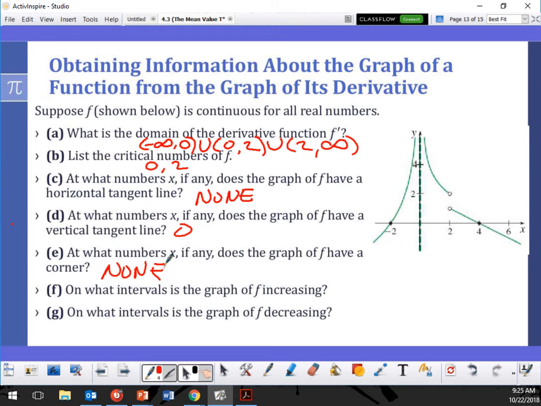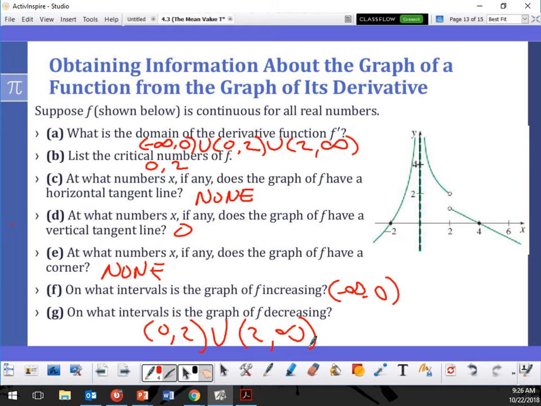All right, on what intervals is the graph increasing? Where is it? Negative infinity to 0. How do I close it? Open. What intervals is the graph decreasing? 0, 2. And how do I open? Positive infinity, right? That's an ugly infinity.